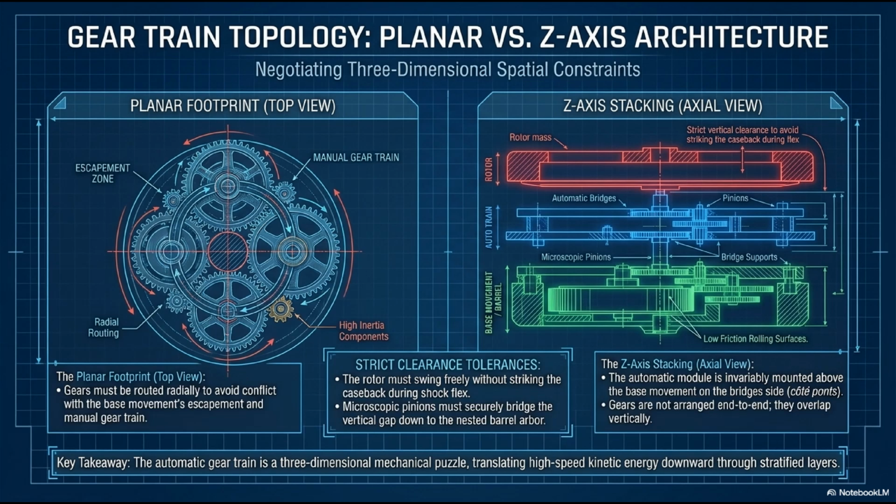Now look at the Z-axis stacking on the right, the axial view. This is where the real challenge lies. The automatic module is invariably mounted high above the base movement. But the ratchet wheel it needs to drive is buried deep down on the barrel arbor. The gears are not arranged end to end, they overlap vertically. Notice the strict clearance tolerances. The heavy rotor mass must swing freely above the bridges without ever striking the caseback during a shock flex. Meanwhile, microscopic steel pinions must securely bridge the vertical gap down through the stratified layers to reach the nested barrel. It is a brilliant three-dimensional mechanical puzzle.